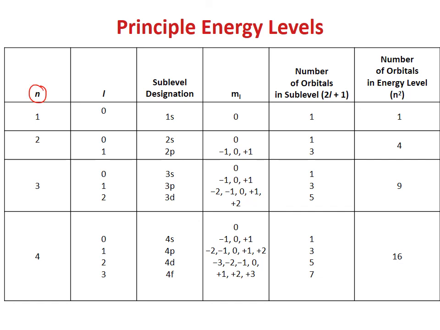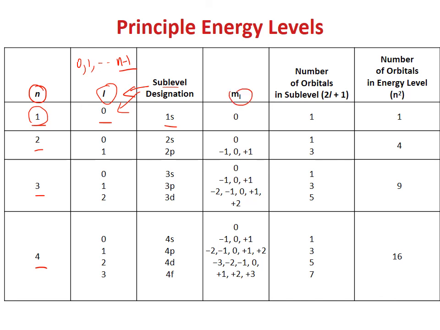So n can be 1, 2, 3, 4, so positive integers. L is determined by n, and can be 0, 1, until n minus 1. So for n equals 1, L can only be 0. The sublevel means this one, L. When L equals 0, it's called S orbital. So in this case, it's 1s orbital.